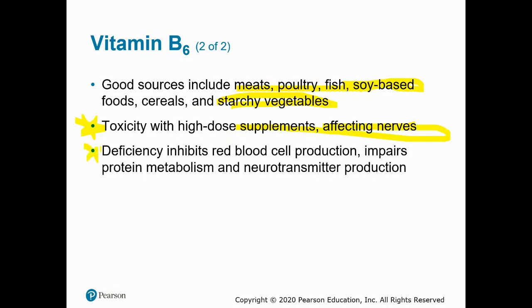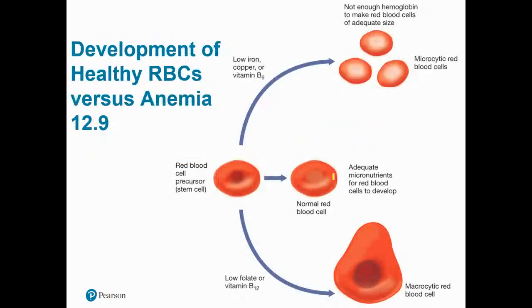So deficiency of B6, in this case, we're going to talk about B6 anemia, basically B6 deficiency anemia. So it's going to impair red blood cell production, and again, also would impair protein metabolism and neurotransmitter production. This, I think, is a really helpful picture. So figure 12.9 in your book.